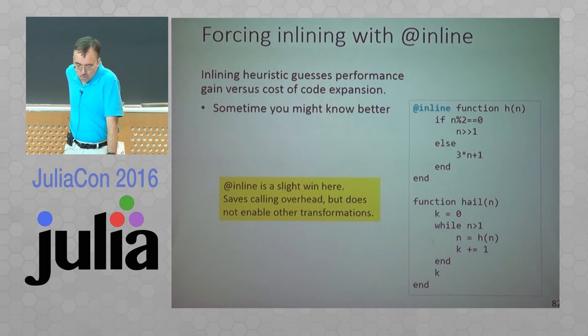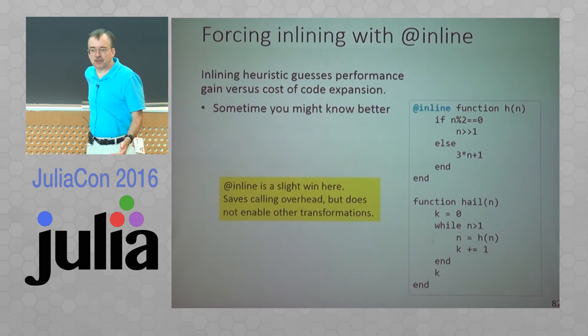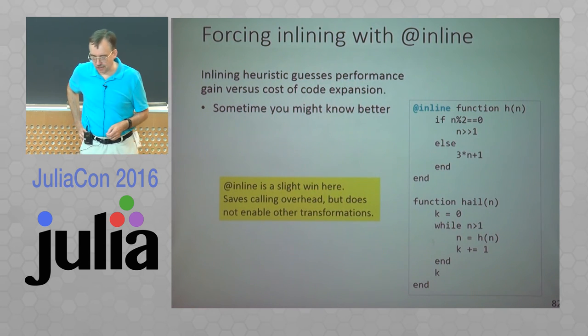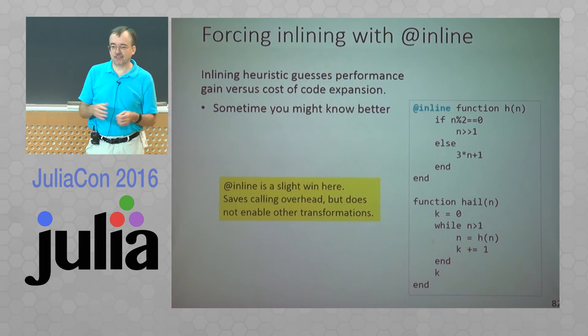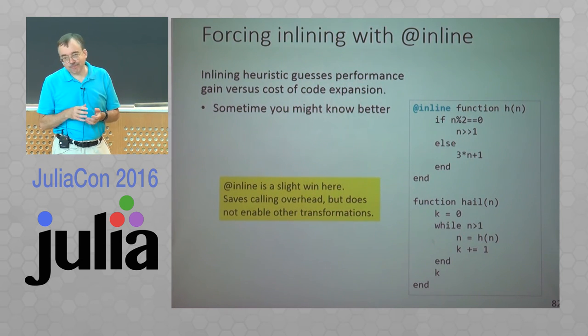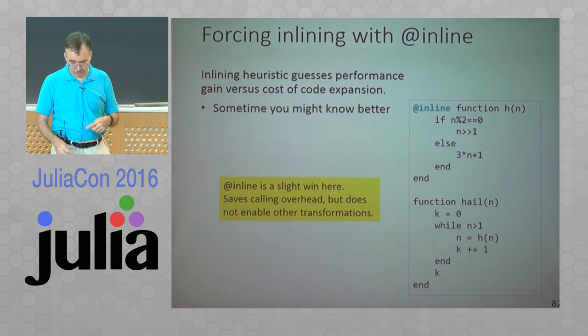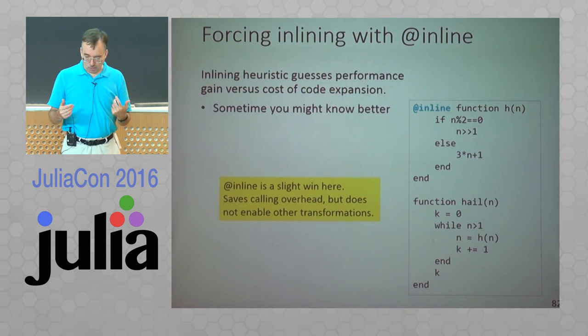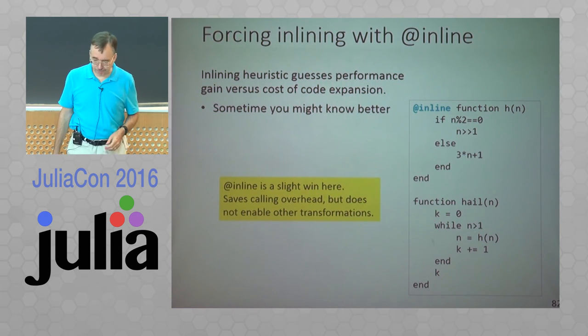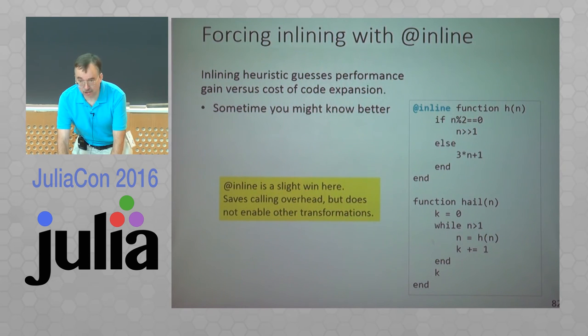So here's an example, you put @inline in front of the function you want inlined. It's like C++ or C99 in its inline keyword, in its effect. It says inline this function. So in this example, it's not a big win because it saves some call overhead, but it doesn't do much. The big win for inlining is when one of the arguments is a constant. Then the compiler can do the so-called constant propagation and simplify the callee.